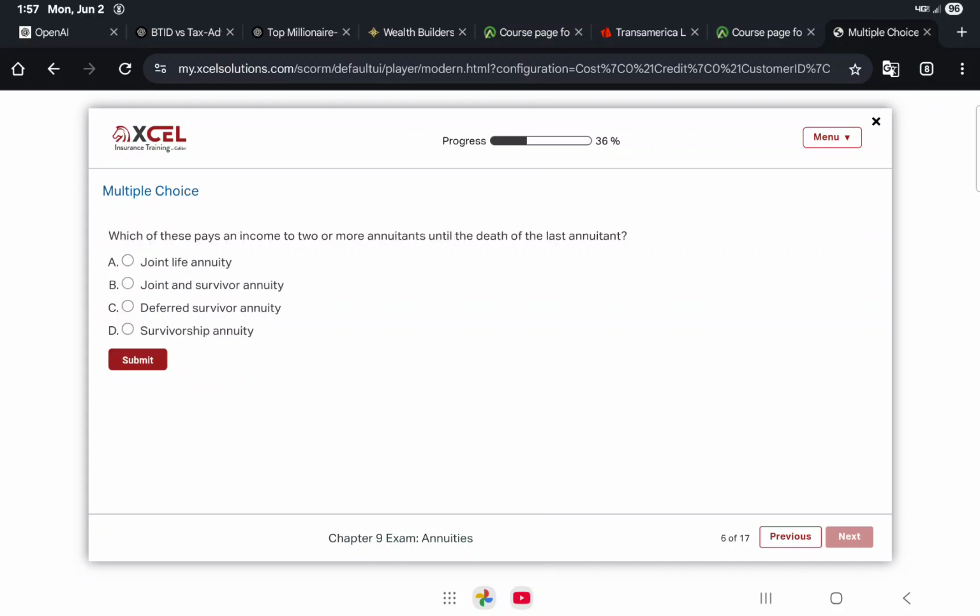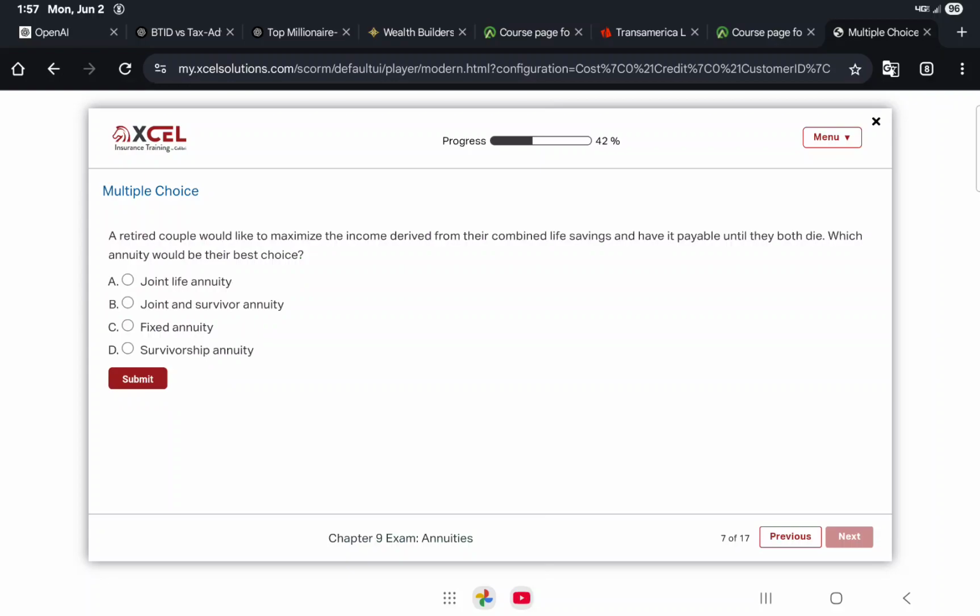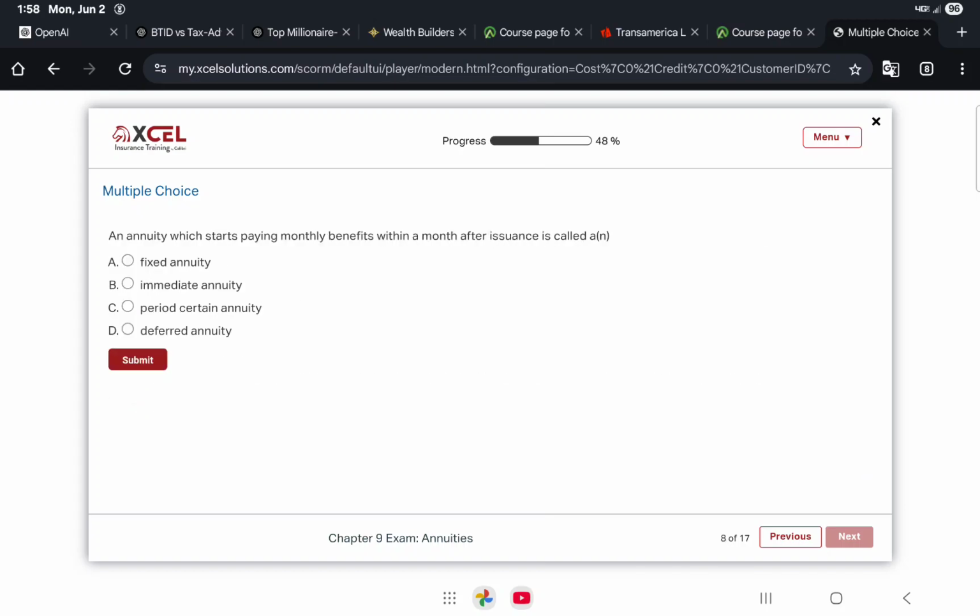Which of these pays an income to two or more annuitants until the death of the last annuitant? It's going to be the joint and survivor annuity, because we're looking at the second person to pass. A retired couple would like to maximize the income derived from their combined life savings and have it payable until they both die. Which annuity would be their best choice? Until they both pass away.